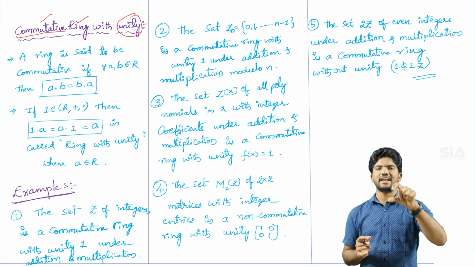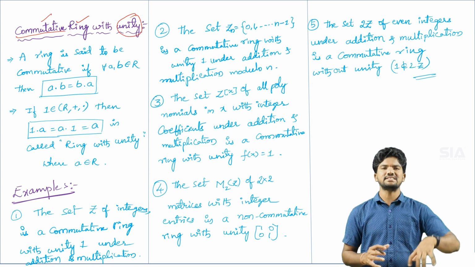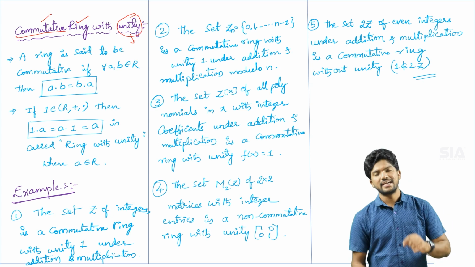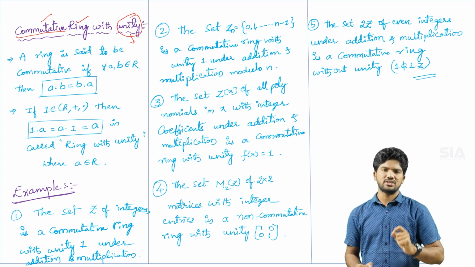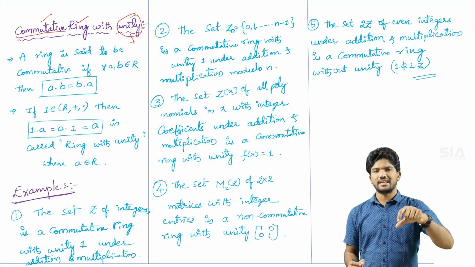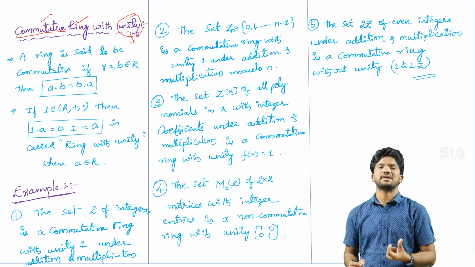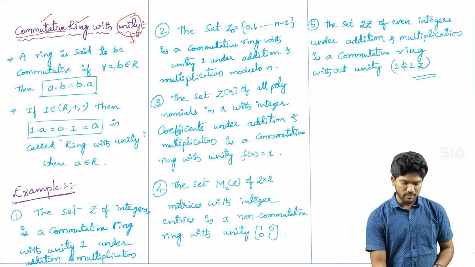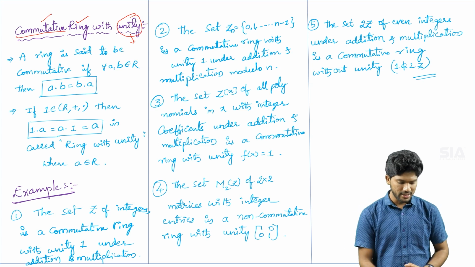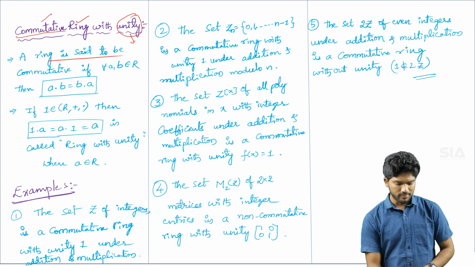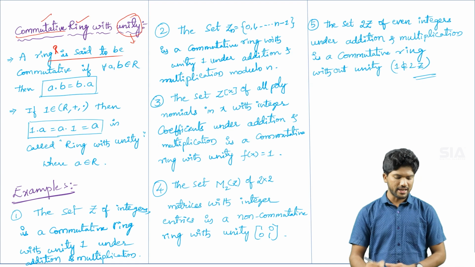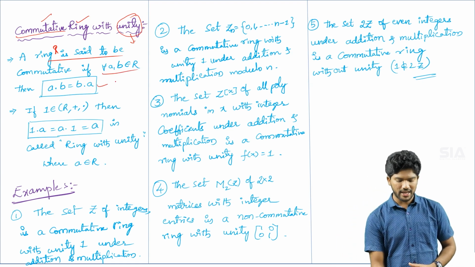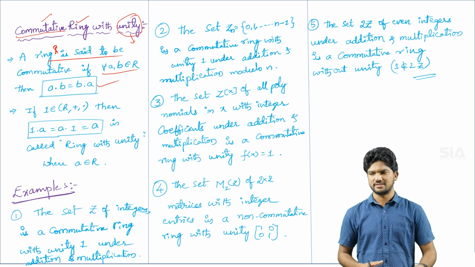Unity is a non-zero element which has a multiplicative identity. That element definitely should have a multiplication identity. Then that element is called unity. So now a commutative ring with unity is nothing but a ring with extra conditions. Capital R is said to be commutative if for a, b belonging to capital R, a into b is equal to b into a. So this is the condition.